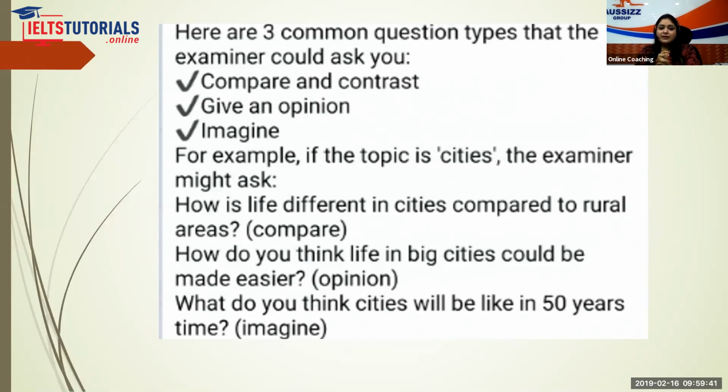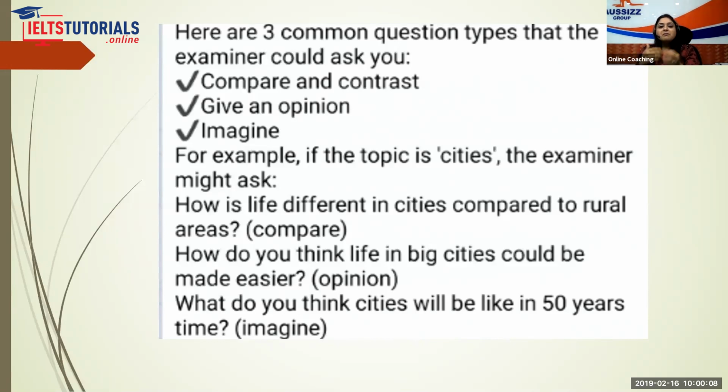For example, how is life different in cities compared to rural areas? Please do not give the answer directly like, for me the city life is this and the rural life is this. Don't give this. First, what you need to do, it's basic. The best idea is first just explain how is city life, and then on the other hand how is rural life. This shows the comparison.